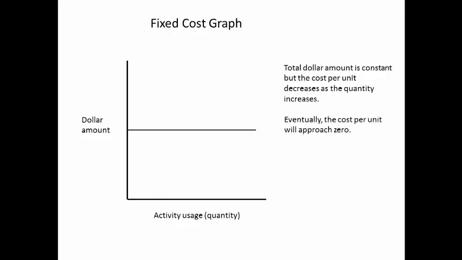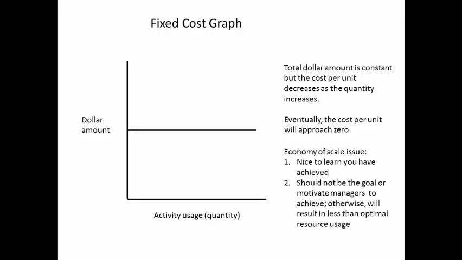And if we keep on this path, eventually the cost per unit is going to approach zero, which basically means that if you increase the quantity enough, your costs become negligible, and then everything is purely profit. Is this a great thing to motivate? No, it's not, because it creates what's called an economy of scale issue. It's nice to learn you've achieved economies of scale, but it should not be your goal to motivate your managers. Otherwise, you're going to wind up with misallocation of your resources.